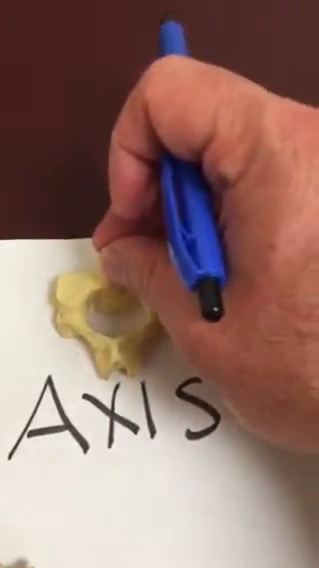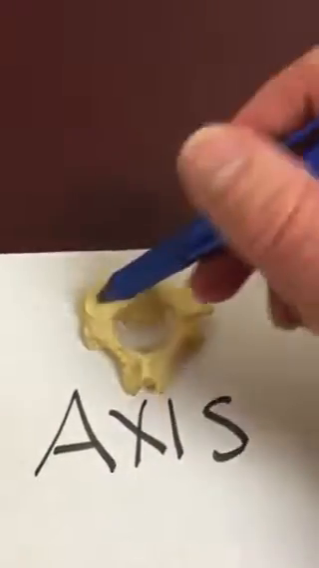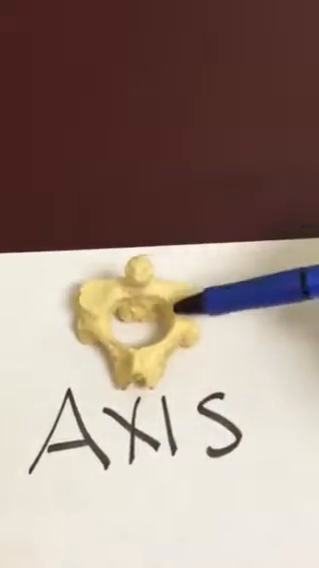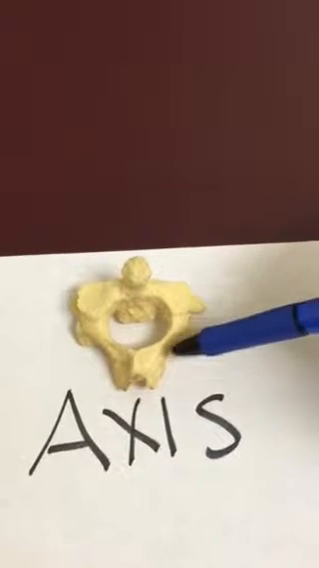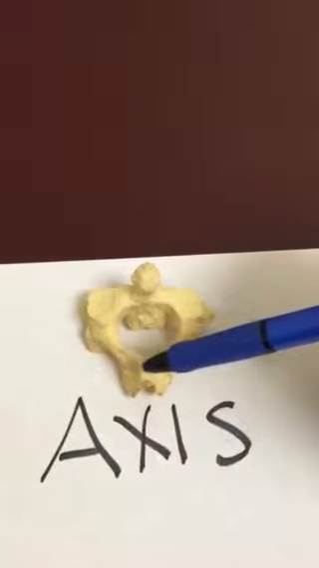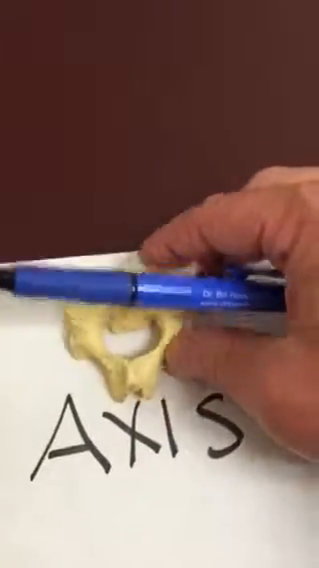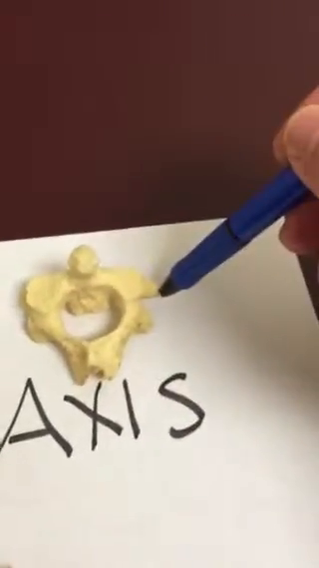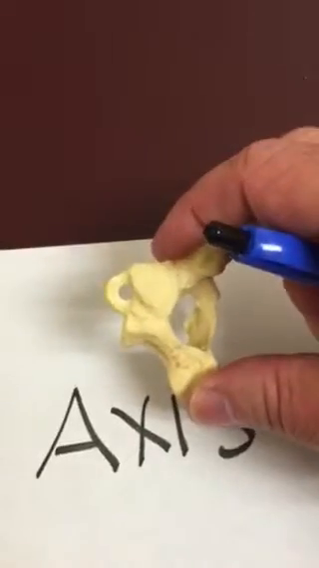Looking at C2, which is also termed the axis. Here we have the dens, we have the superior articulating facets, you have the pedicles, the lamina, and the spinous process. If you look on the side here, we have a transverse process, and you also have a transverse foramen. If you look underneath here, we have inferior articulating facets.